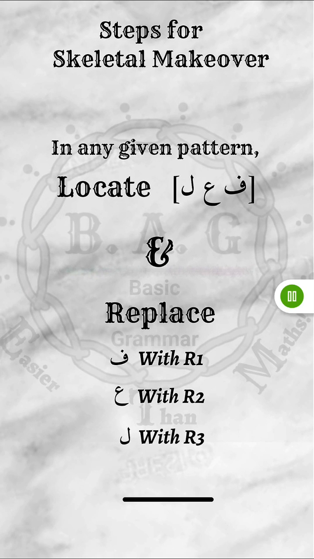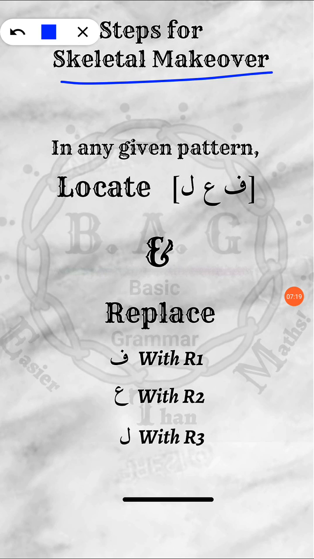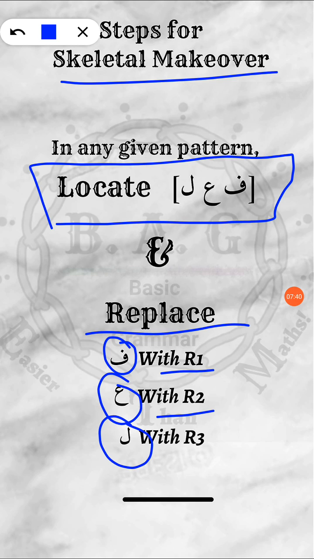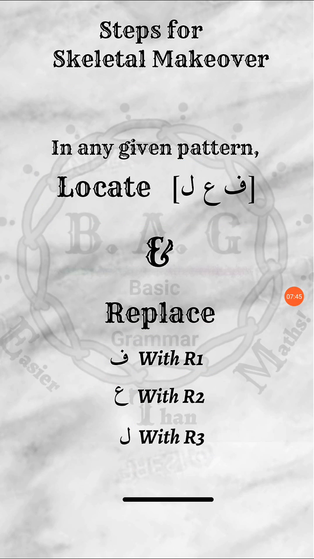Finally, just remember the steps for the skeletal makeover: making new derivatives by superimposing the root letters on the patterns. What do you have to do? In any given pattern, you simply locate fa and lam and then you replace them with the root letters. You replace fa with the first root letter, ayn with the second root letter, and lam with the third root letter.